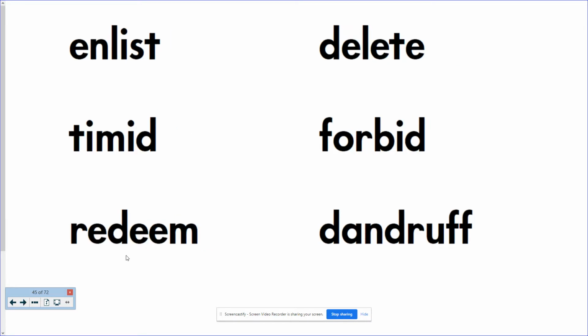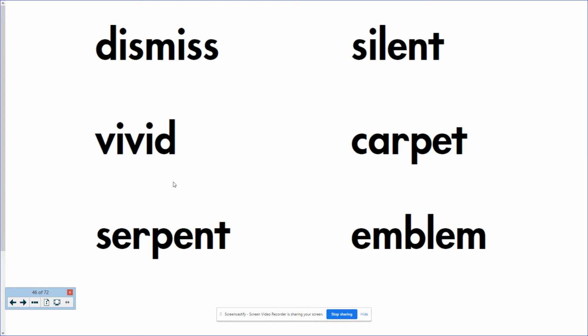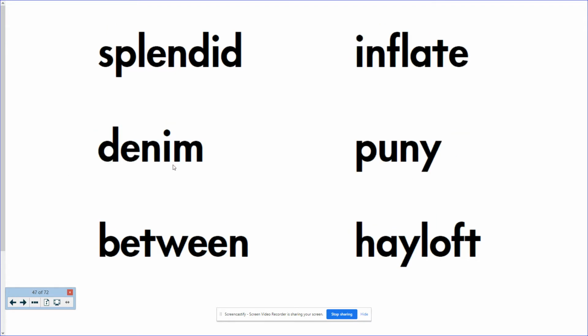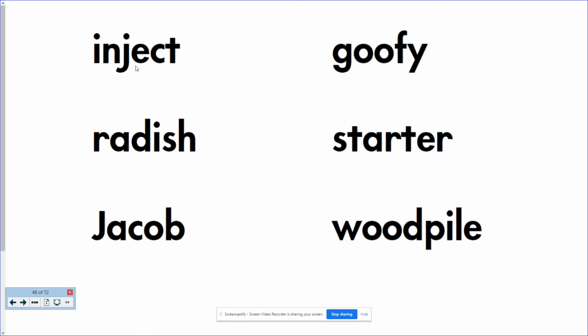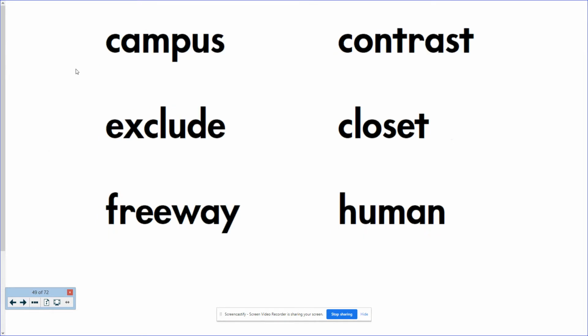Enlist, timid, redeem. Delete, forbid, dandruff. Dismiss, vivid, serpent. Silent, carpet, emblem. Splendid, denim, between. Inflate, puny, hayloft. Inject, radish, Jacob, like the name, so it's uppercase. Goofy, starter, woodpile. Campus, exclude, freeway. Contrast, closet, human.